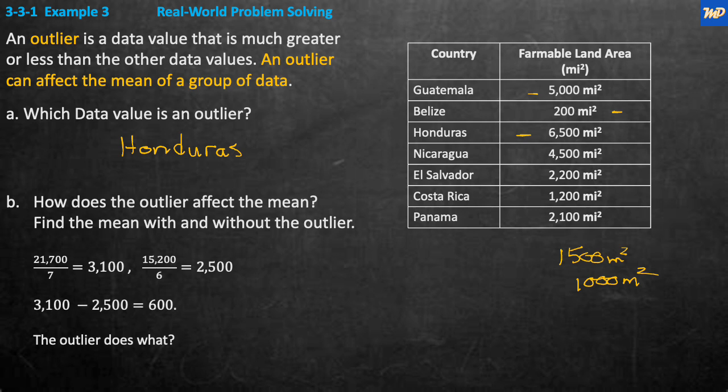Now, if you take out the outlier, you're going to get 15,200 divided by 6, and the number is 2,500. Well, you see, the average of all the other ones was 2,500. They average 2,500 for the 6 without the outlier. Add that one data point in it, and it jumps up 600 points, 600 miles square. The outlier caused a larger change than the amount Belize added all by itself. So we subtract 25 from 31, we get 600. The outlier vastly changes the mean, and it's the only one it bothers.